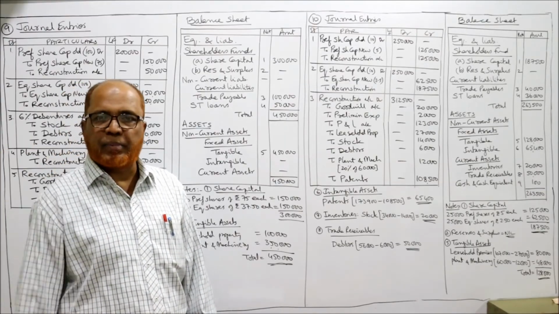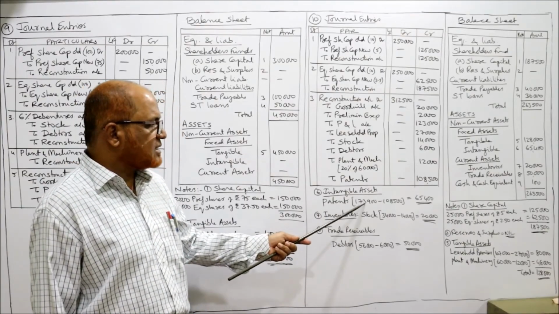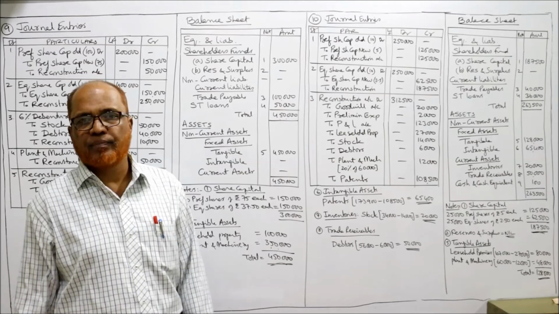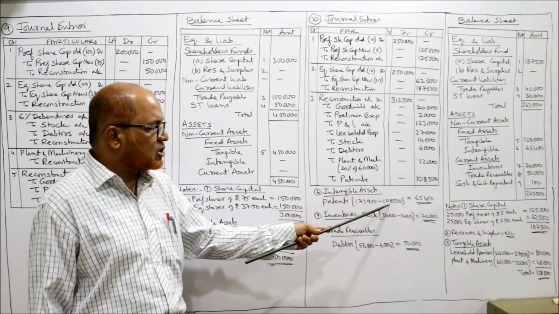We have written off completely goodwill. Patent right. Patent right was given in the problem as 1,73,900 in the balance sheet. So out of this 1,73,900, 1,08,500 we have written off.